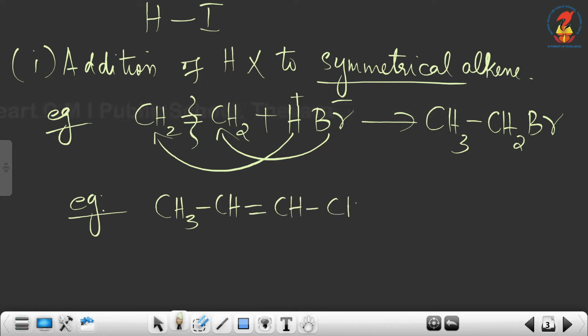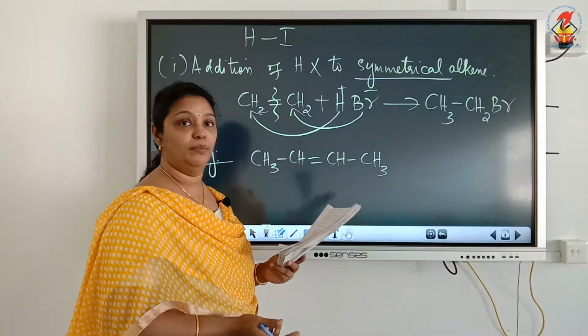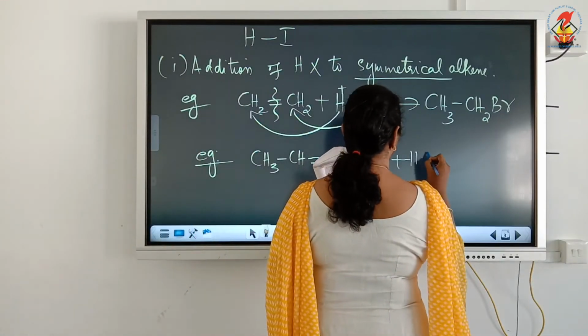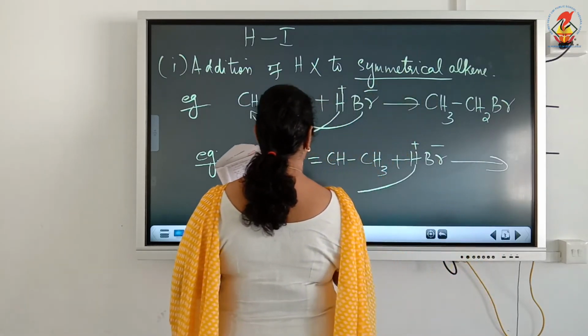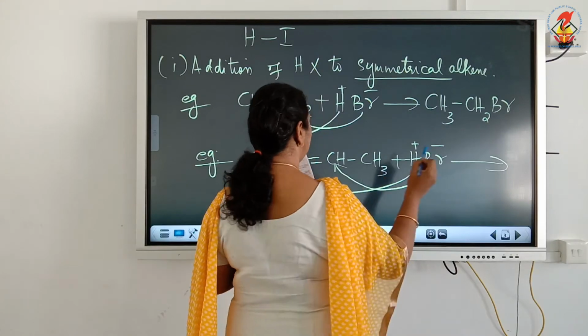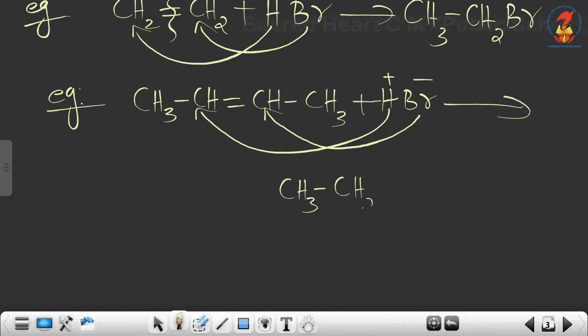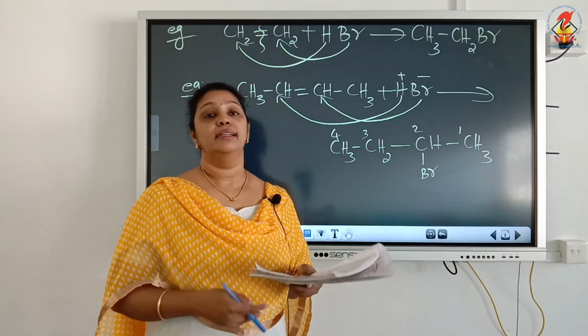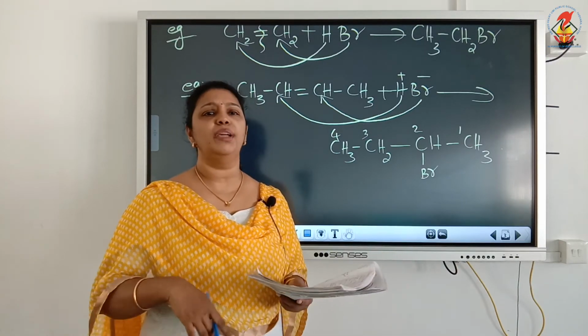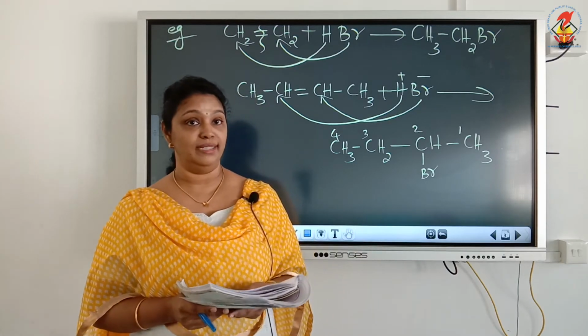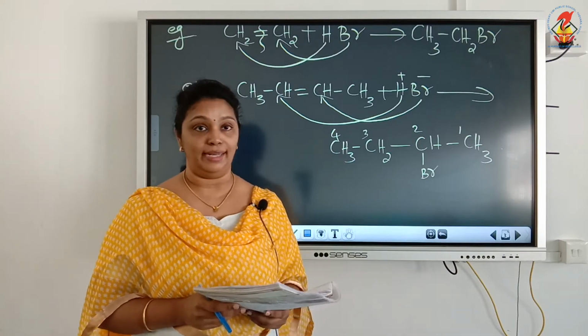Now I'll give one more example for symmetrical alkene. CH3CH double bond CHCH3. Now this is butene. Here also we have two carbon on either side of double bond, so it's a symmetrical alkene. Plus HBr. Now here also H plus can add to any of the double bonded carbon, then Br minus will add to the other double bonded carbon atom. Now when you write the product, how will you write it? CH3, CH2, single bond, CHBr, CH3. Now the name of this compound is 2-bromobutane. That is the product. Okay, so to symmetrical alkene, the H plus and Br minus can be added to any of the carbon of the double bond.